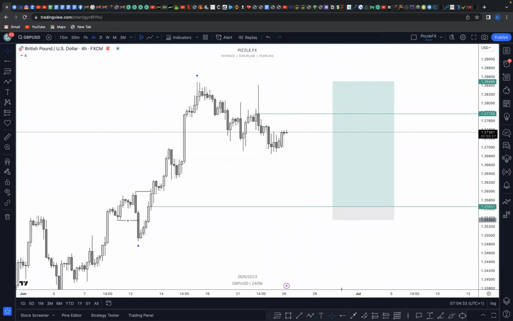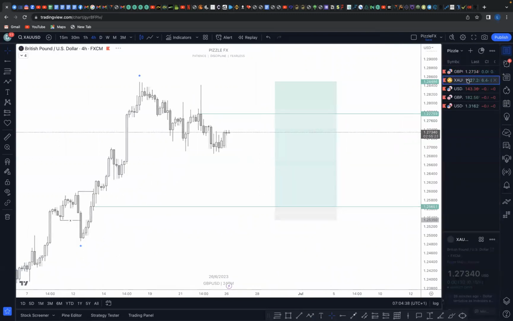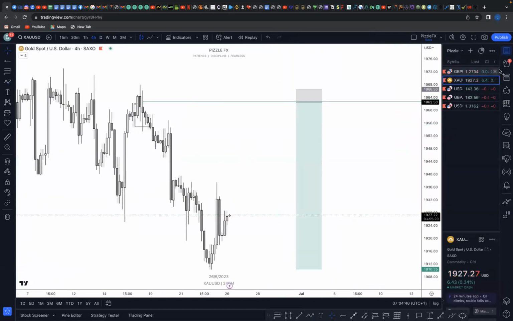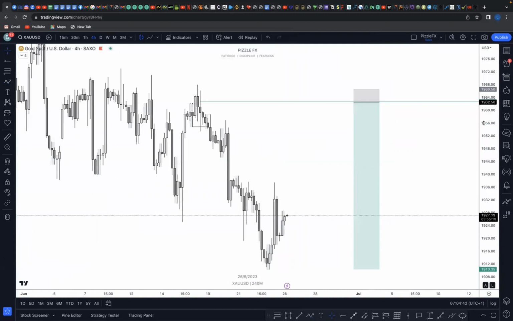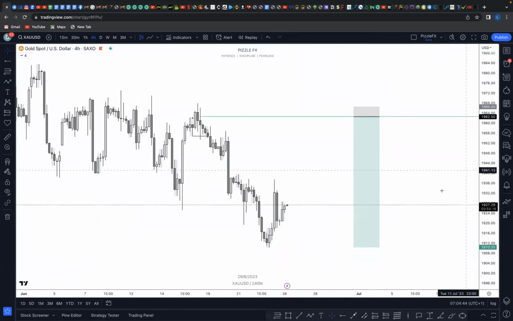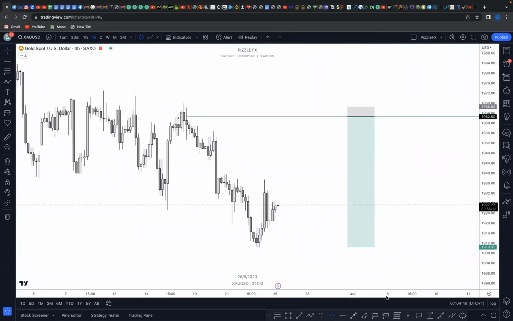Now let's move on to gold. On gold, this is what I have based on SMC, because I know a lot of you guys don't understand the XNR yet. So let's just approach it with SMC so you guys can have a clear understanding about it.